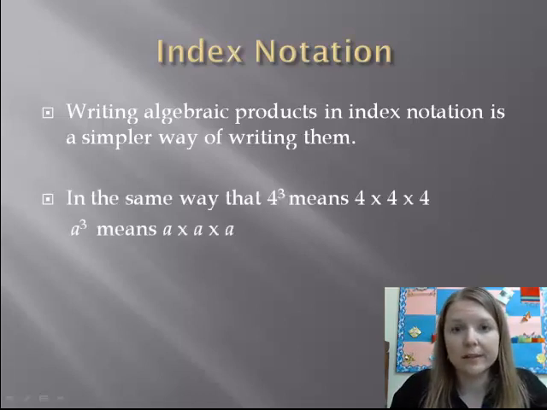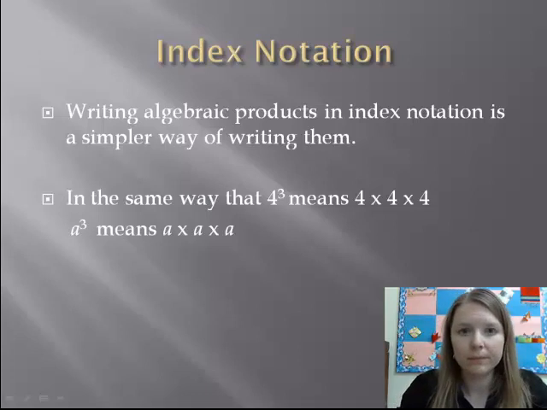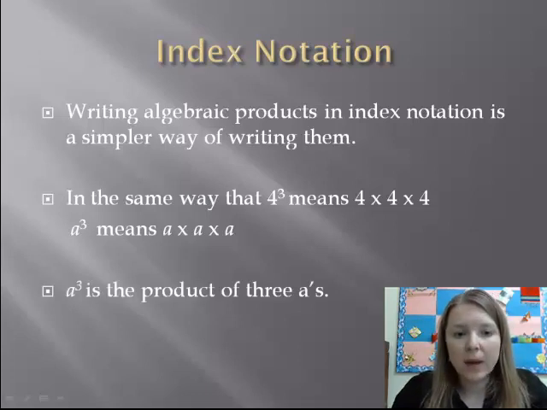So, for example, in the same way that 4 to the power of 3, or 4 cubed, means 4 times 4 times 4, a to the power of 3, or a cubed, means a times a times a. Don't get confused. It doesn't mean 3 times a. It means a times itself 3 times. So, a to the power of 3 is the product of 3 a's. It's not the product of 3 times a. It's the product of 3 a's.